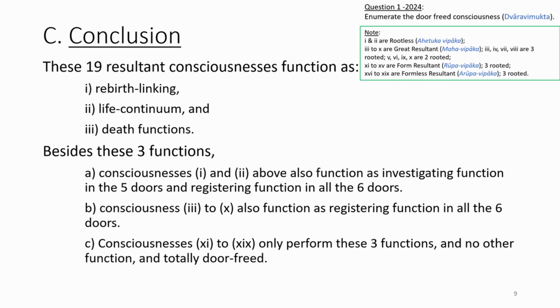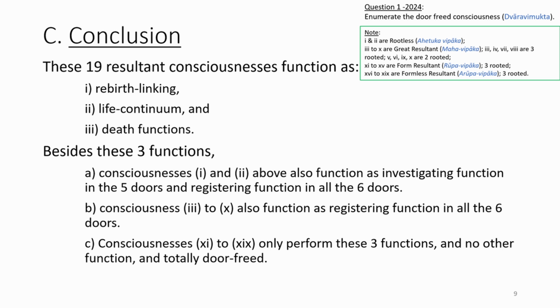So these 19 resultant consciousness, as a conclusion, function as rebirth linking, life continuum, and death functions. But besides these functions, in the case of consciousness 1 and 2, that is the ahetuka vipaka, they also function as investigating function in the 5 doors, and as registration, tadarammana, function in all the 6 doors.